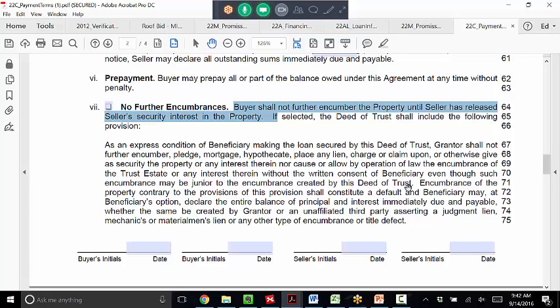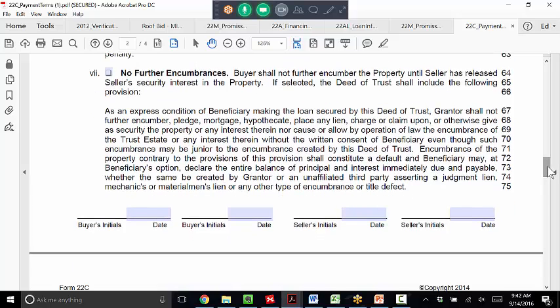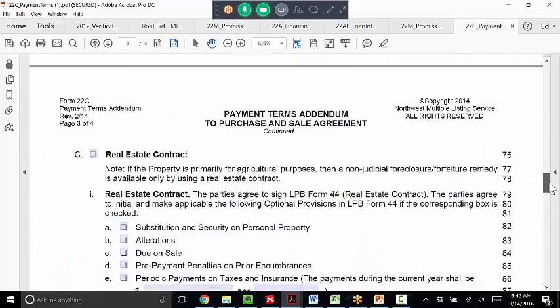Encumbrance of the property contrary to the provisions of this provision shall constitute a default, and beneficiary may, at beneficiary's option, declare the entire balance of principal and interest immediately due and payable. So I can accelerate the note if she breaches this portion of the agreement. Does that make sense? Because she's agreeing to not further encumber it, but that doesn't necessarily prevent her 18 months from now, without my knowledge, walking into a credit union, right? But if I find out about it, I can accelerate everything. So that's my hammer.